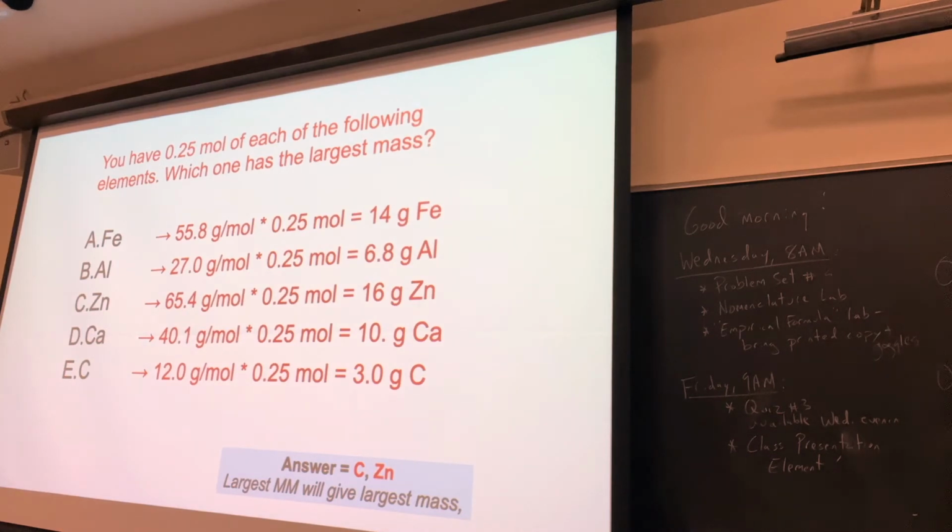You can say there'd be 16 grams of zinc. So again, you could go through, solve the mass of each one of them, and just circle the one that's largest, and that's fine. However, if you also just look at the largest molar mass, that would be a good way to do this one too. It's up to you. People have different choices. Questions on that?